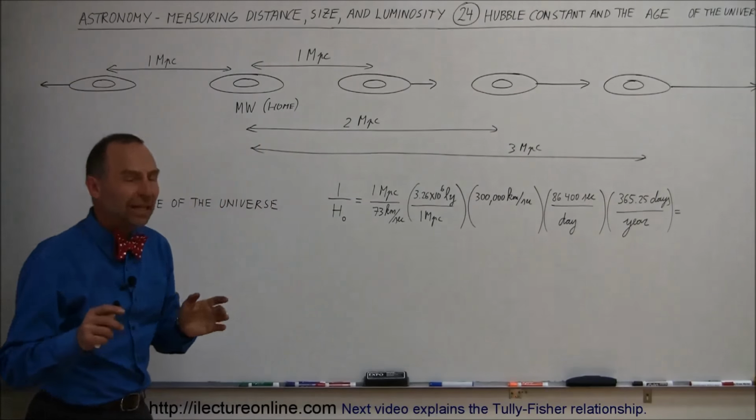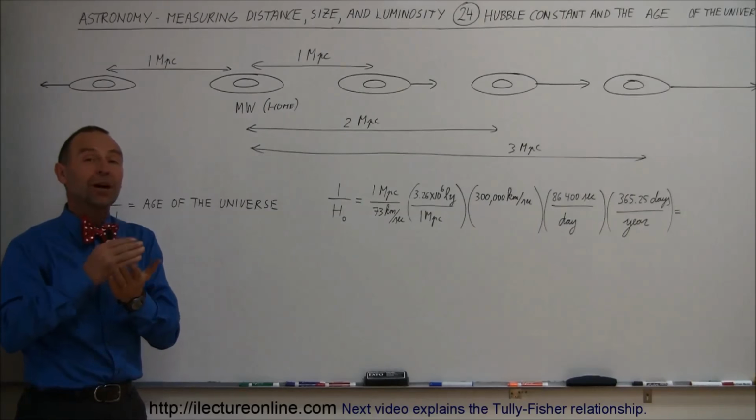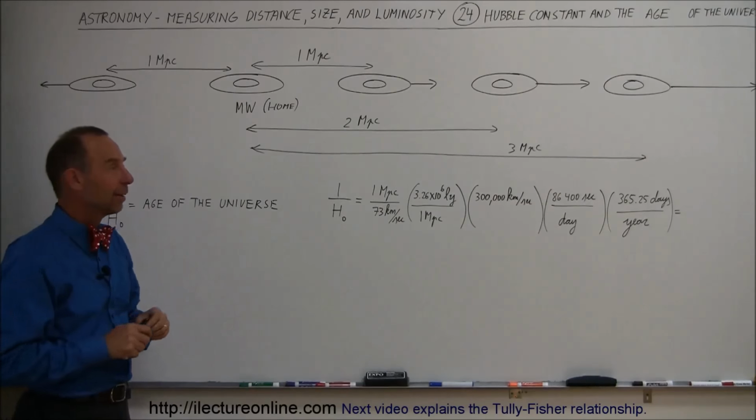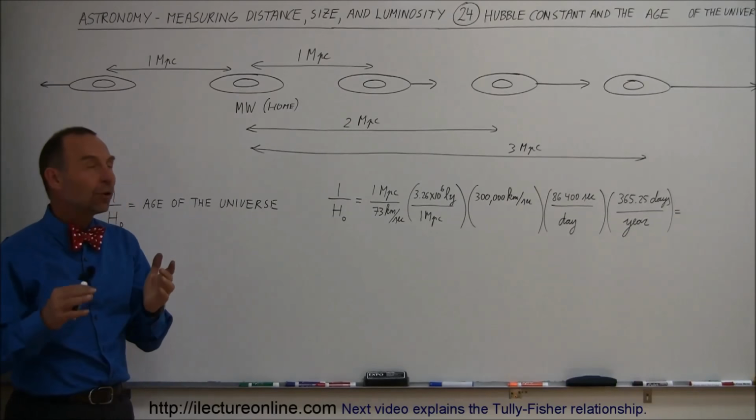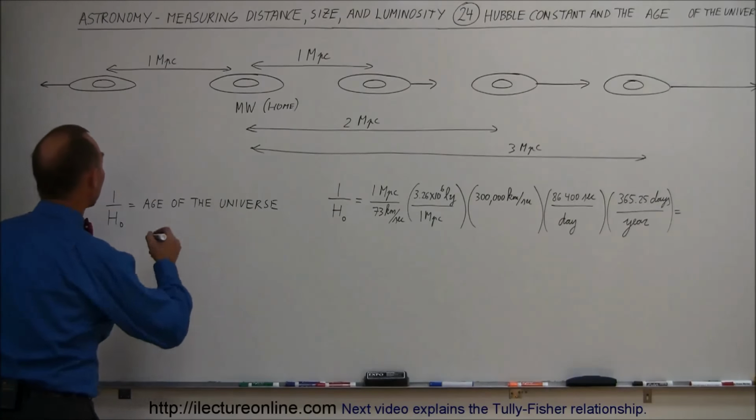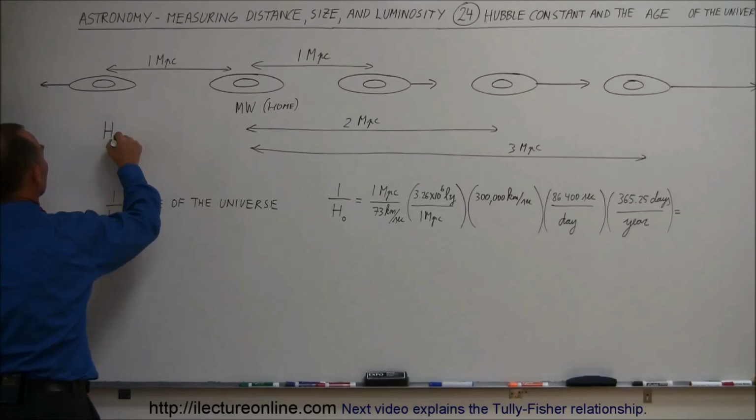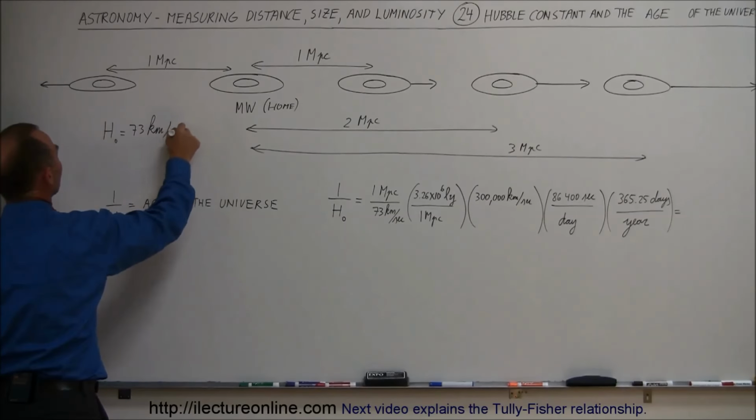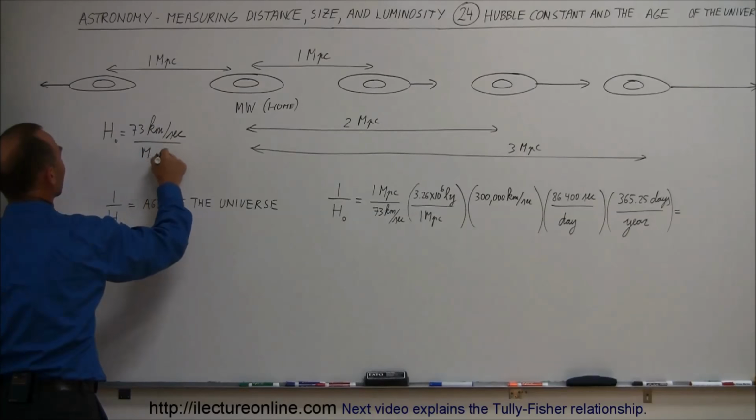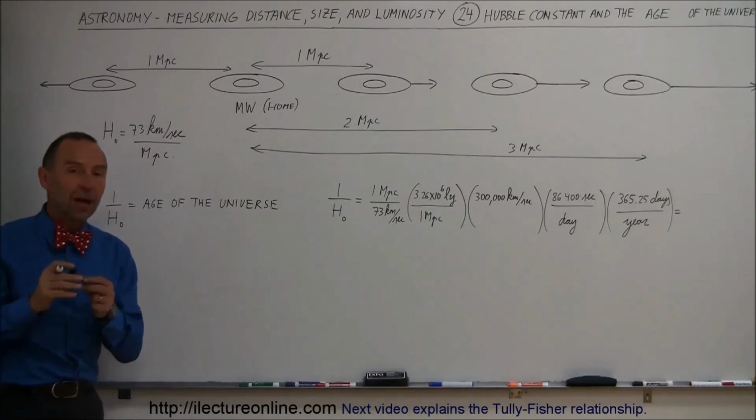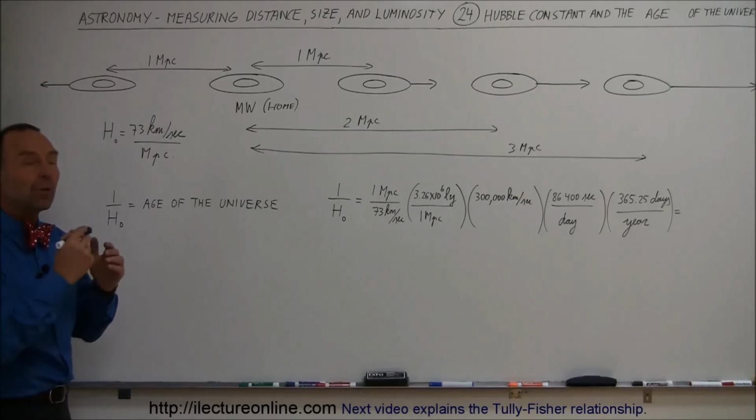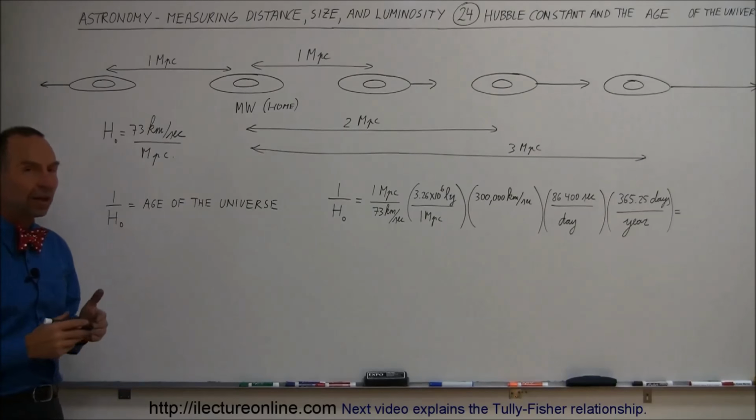So even though Hubble initially didn't get his own Hubble constant correct, because that took a lot of work from a lot of people to get more precise, we today know that the Hubble constant, and let me write it down, the accepted value for the Hubble constant is now around 73 kilometers per second per megaparsec. What that means is that if an object, like a galaxy, is 1 megaparsec away from us, it will be moving away from us at 73 kilometers per second.